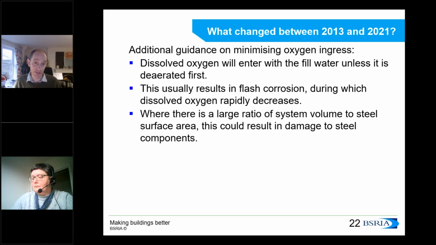However, it's not always harmless. For example, if you have a large amount of water and hence a large amount of oxygen, but a small amount of steel, then all of that corrosion is going to get concentrated in one small area, and that could cause damage. So for that and various other reasons, sometimes the fill water is deaerated before it's put into the system. And there are certain techniques and certain philosophies of water treatment that say we should always be deaerating the water.